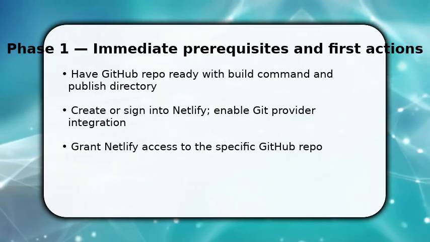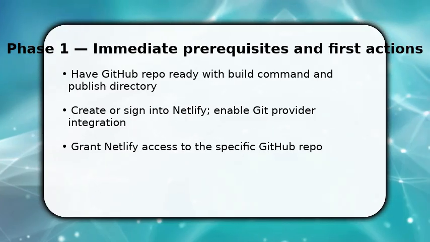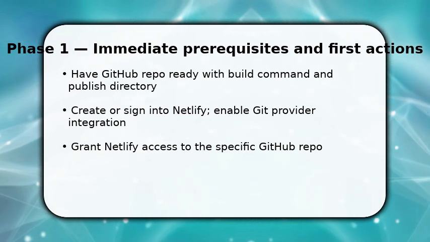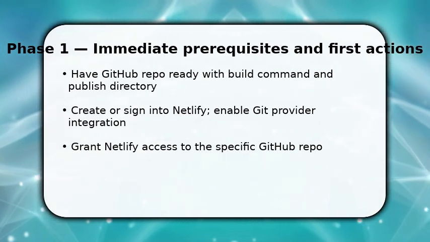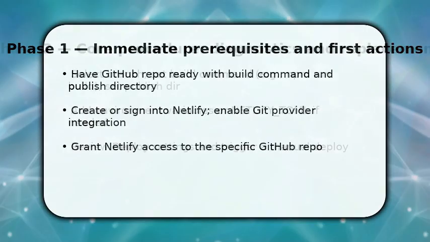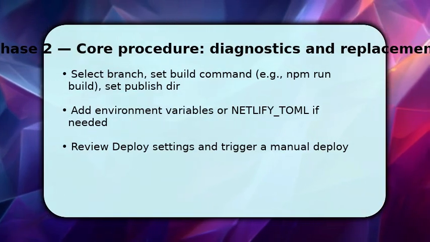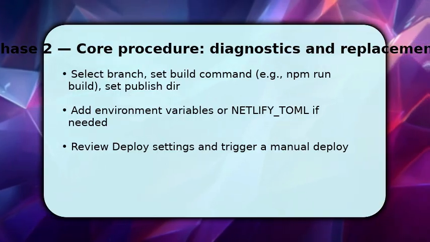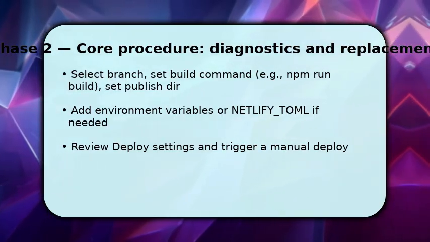Once done, Netlify will read your repo to detect build settings. Make sure your default branch is correct, so the next steps pick up the right codebase. Now configure build parameters so Netlify can compile your site. Choose the branch to deploy, enter the build command like npm run build or yarn build, and set the publish directory such as build or dist.